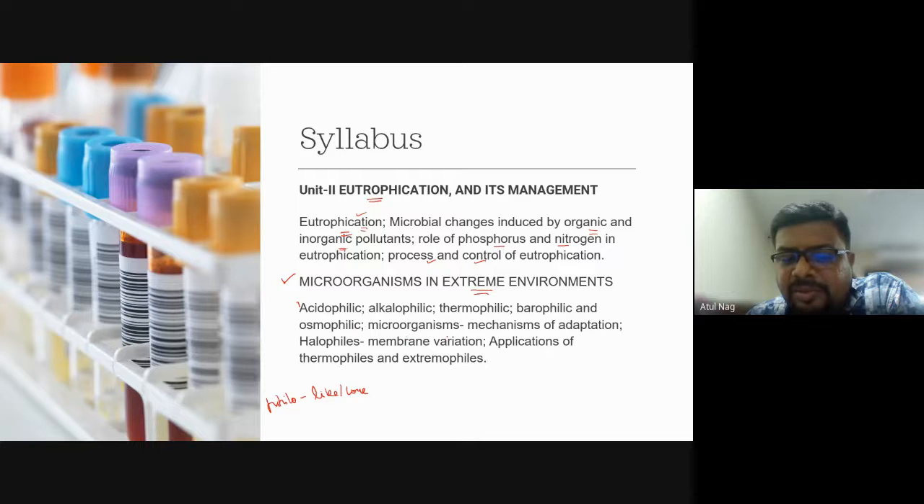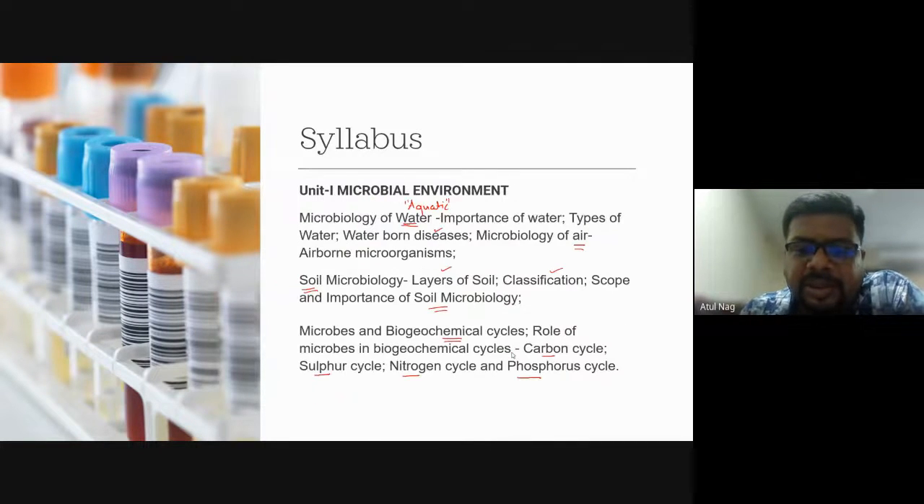Osmophilic. So you can see that microorganisms exist even in extreme environments. So we will talk about these extreme environments. We'll talk about what are the different microorganisms that exist in these extreme environments, and how they can be used in applications.